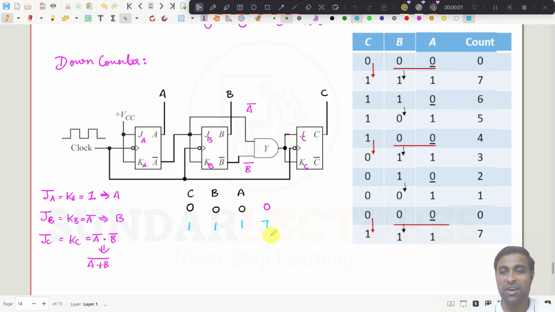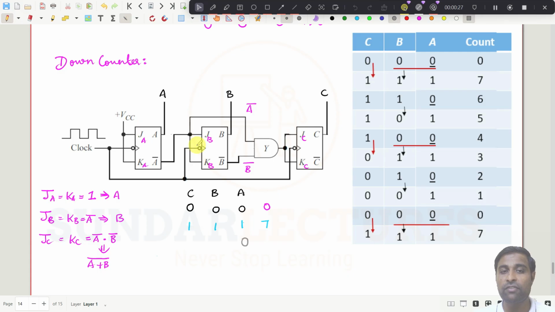Right? So this is now 7. Try to understand very clearly. Then if I give another clock pulse here, what happens now? So again J and K is connected to 1. By default it is going to become now 0. And what happens to the JB and then KB? It is A bar, right? It is A bar. So it is 1. A bar is 0. A bar becomes 0.